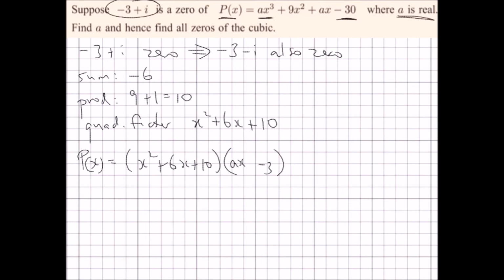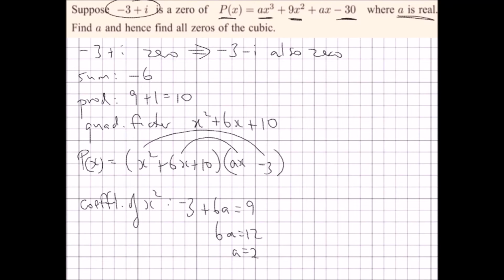Now, in order to work out a, I expand this expression here and equate it to p of x up here. Once again, I'm not going to expand the whole thing, just consider the coefficient of, say, x squared. To get an x squared term, I'd need to have x squared times by a constant, or an x times by an x. And that must equal my x squared term up here, which is 9. If I solve that, I'll get 6a equals 12, I'll get a equals 2.